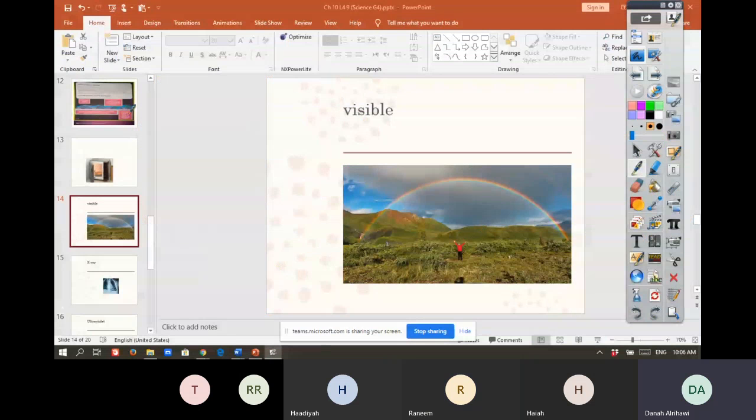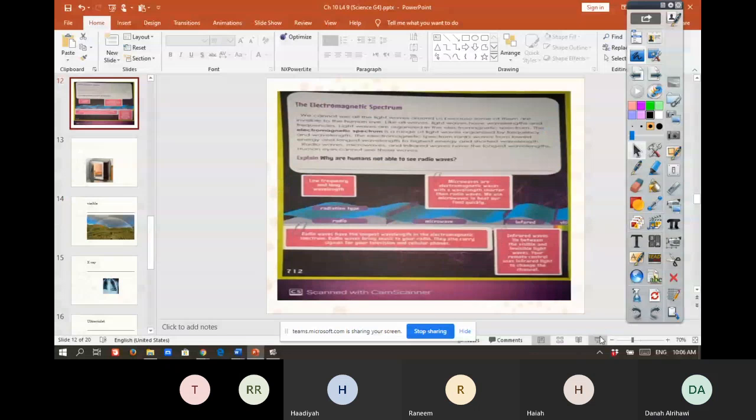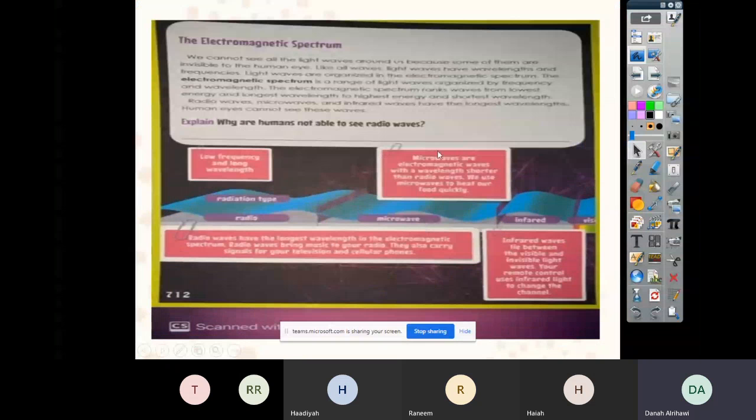Now, yesterday we talked about the radio waves and how we use them to send signals, and then we talked about the microwave. We use it to heat our food, and the infrared. The infrared is between the visible and the invisible, and we use it in our remote control. Did you try it yesterday? So the infrared, we use it with our remote control.